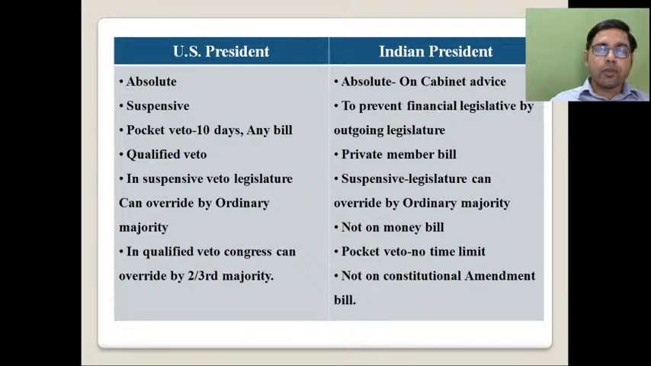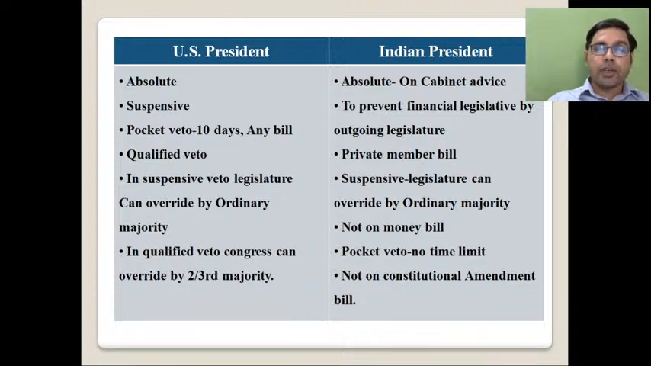US president, four types of veto power. Indian president, I am saying three types of veto power. In case of the US president, if he is exercising suspensive veto, if he is sending back that legislation to both the houses of parliament, or what I am saying Congress, then Congress can override those objections which were raised by the US president by simple majority.